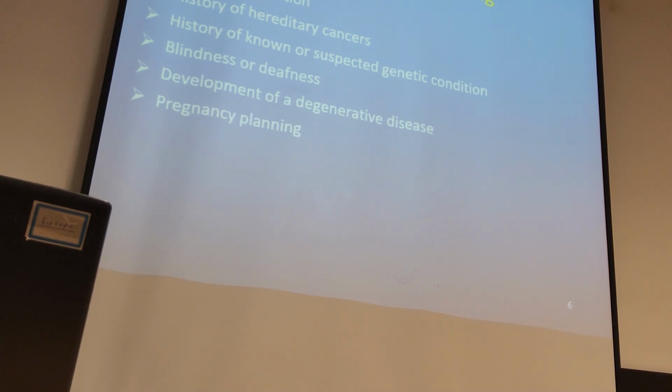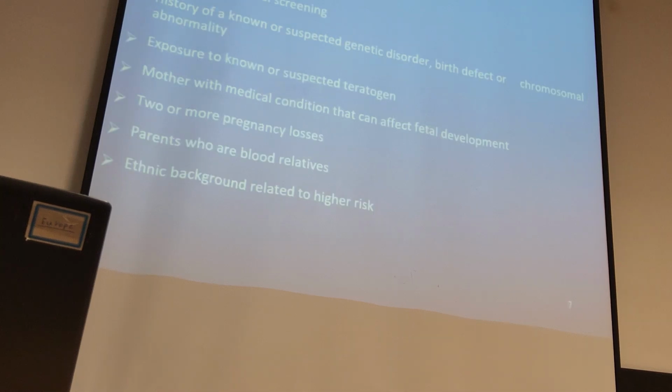For adult genetic counseling, the reasons that some adult individuals come for genetic counseling are mental retardation in the family, history of hereditary cancers in the family, history of known genetic conditions, blindness and deafness, developmental or degenerative disorders, and if they have pregnancy planning.